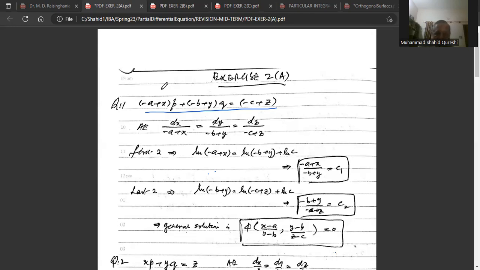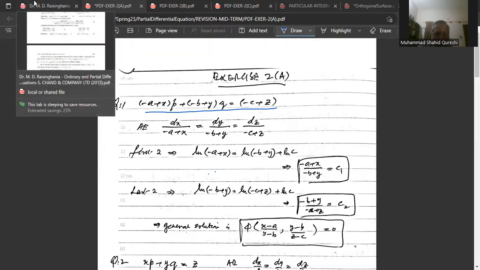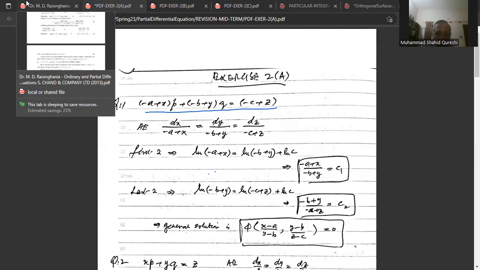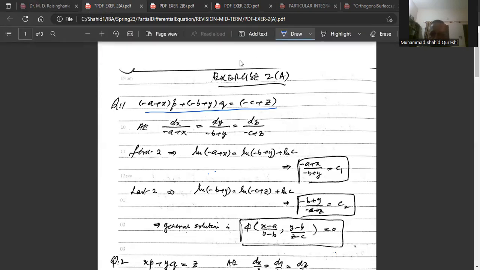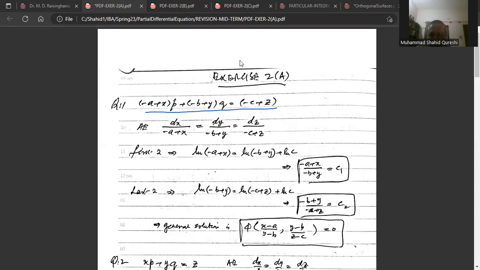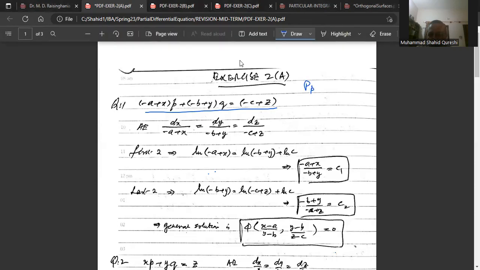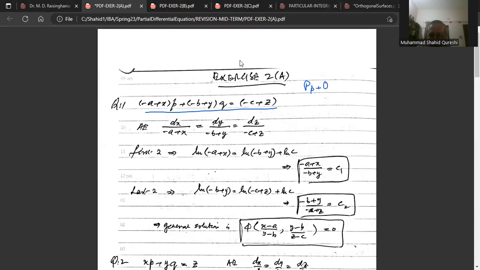Now, when we consider the Lagrange method to solve partial differential equations of what type? PDEs of the form some function of x, y, z into ∂z/∂x plus some function of x, y, z into ∂z/∂y is equal to some function of x, y, z. We always write down directly the auxiliary equations.